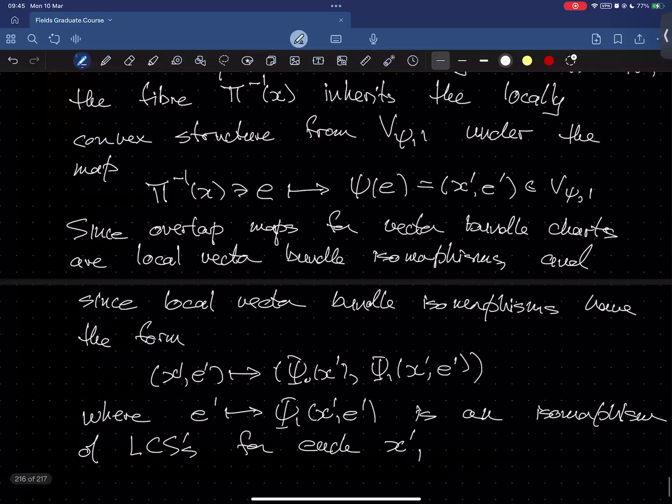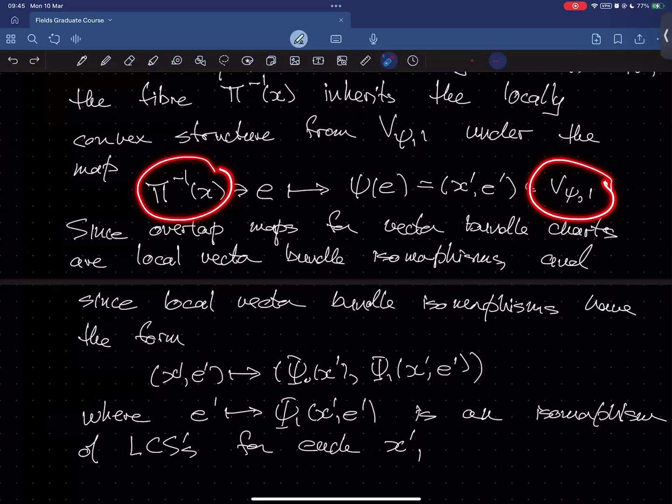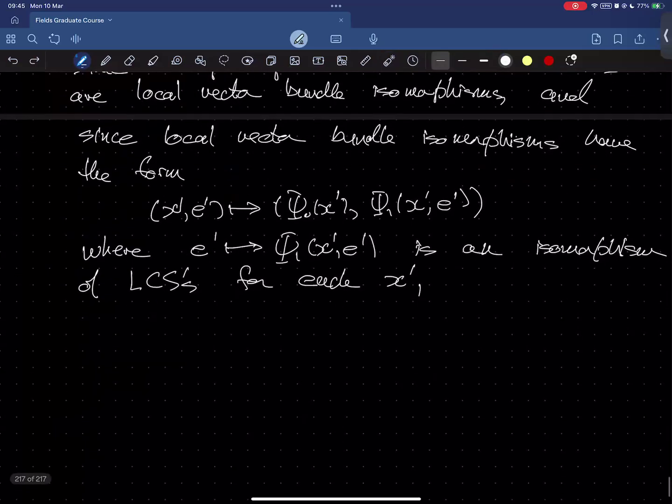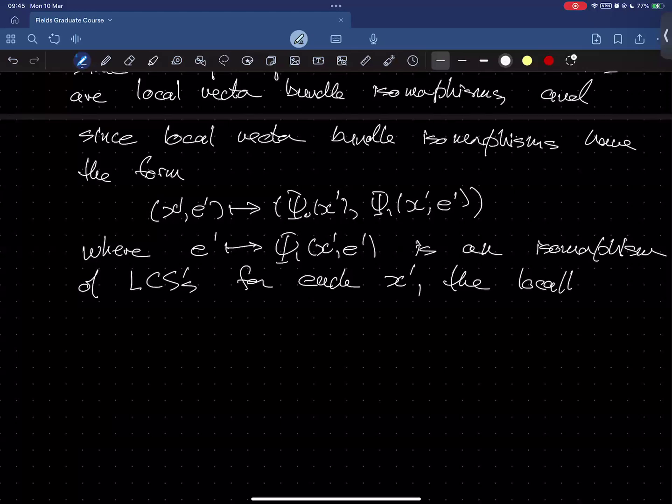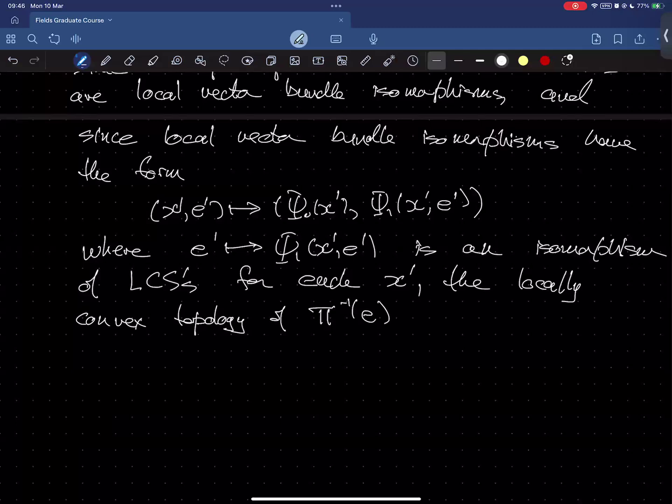this means that the locally convex topology that I get on here from here will not depend on the chart, because if I choose a different chart, the overlap map will give me an isomorphism of locally convex spaces from this onto whatever the locally convex space is for the other chart. And so the locally convex topology for this will be the same. So the locally convex topology of psi inverse of the E fiber is independent of chart.